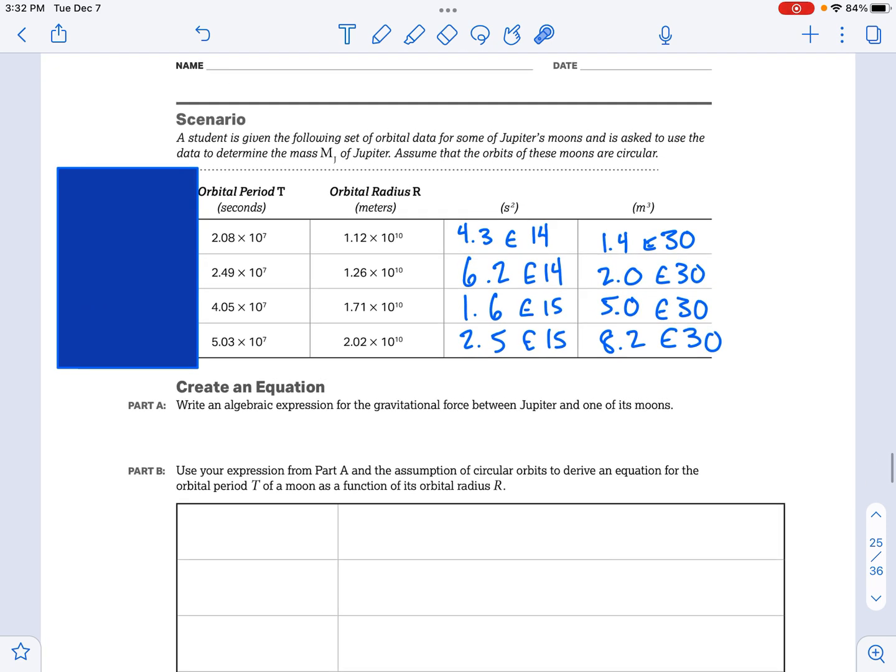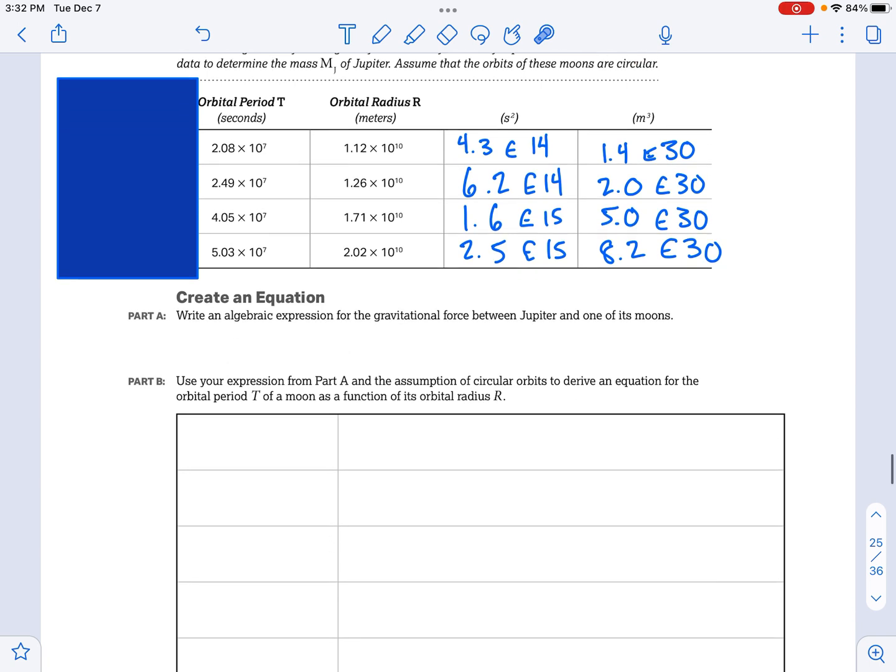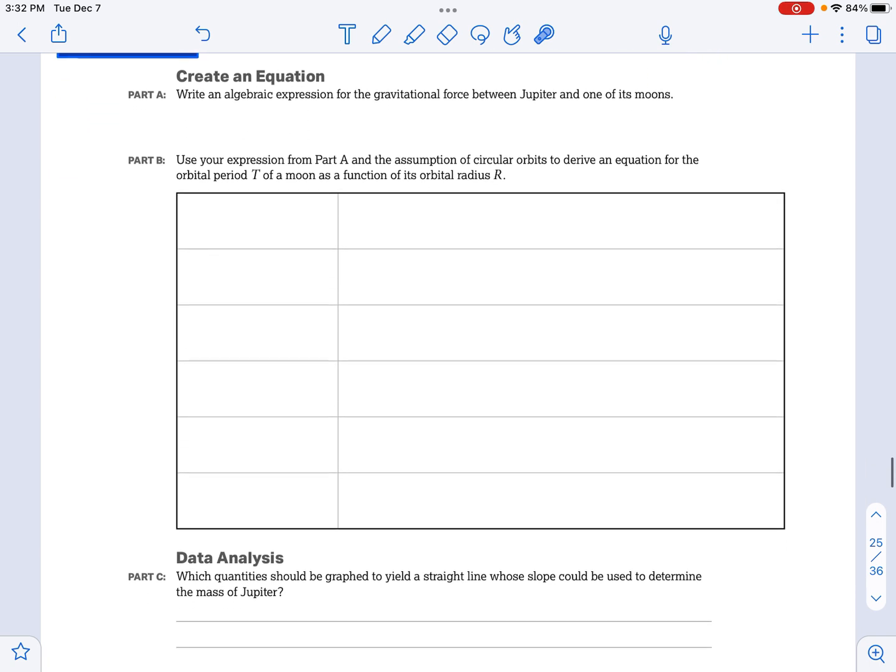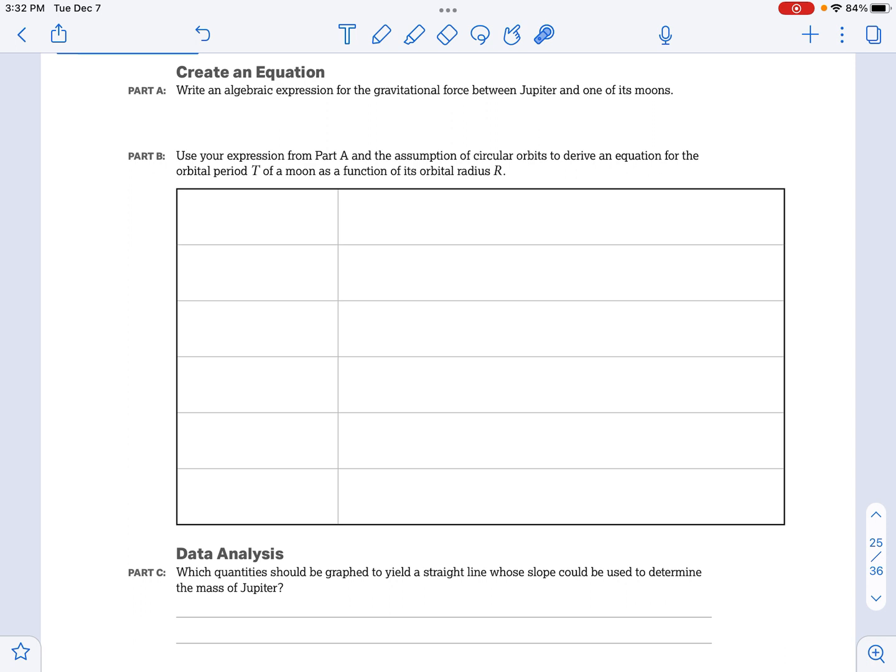A student is given the following set of orbital data for some of Jupiter's moons and is asked to use the data to determine the mass of Jupiter. Assume that these orbits of the moons are circular, okay? So I'm going to jump past that information real quick and say, write an algebraic expression for the gravitational force between Jupiter and one of its moons. It says an expression for gravitational force, GMm over r squared is the one I would probably use.